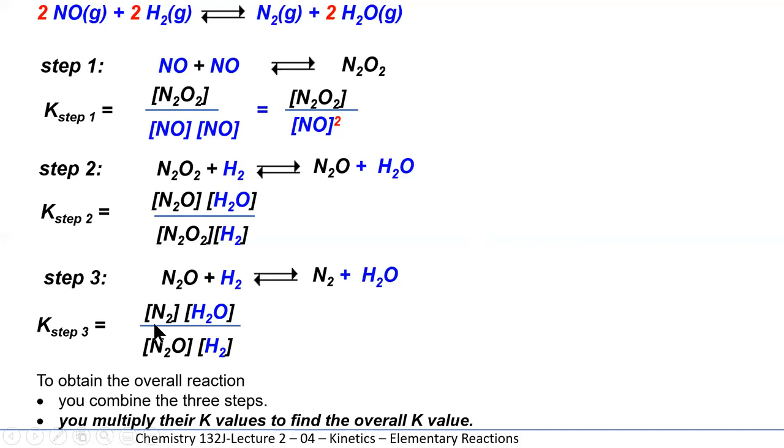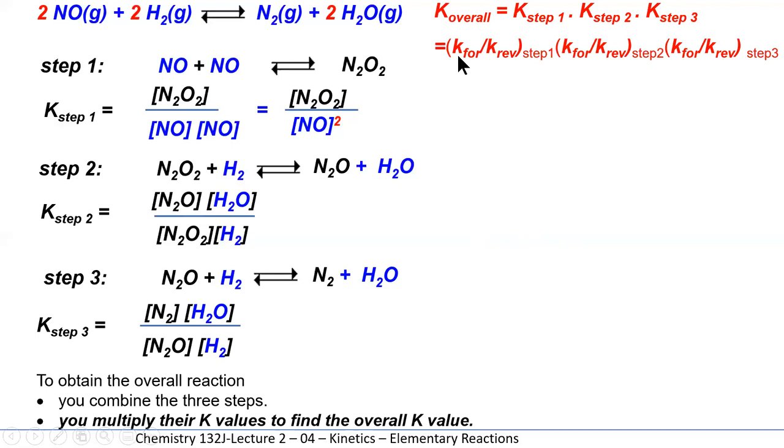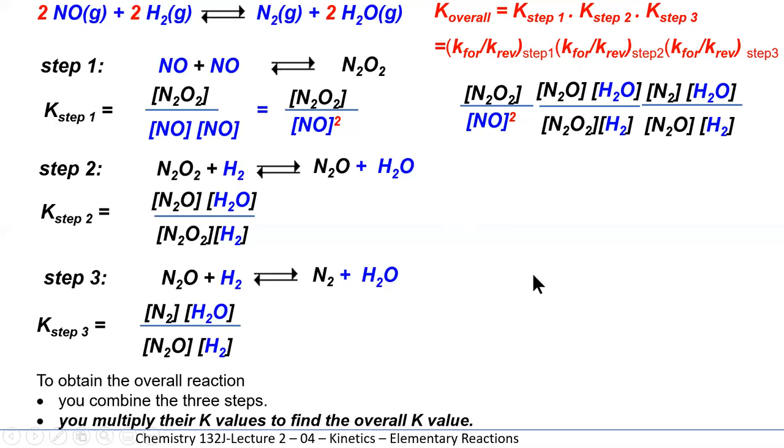So let's do that. So the K, remember, for the first step was the forward reaction over the reverse reaction, and similarly for step two and step three. So we look at these expressions. There is the K value for step one times the K value for step two times the K value for step three. Now, can we simplify this expression in any way? Well, I think we can. We can simply see that the intermediate N2O2 is present in both numerator and denominator. We can also see the intermediate N2O, the nitrous oxide, is present in numerator and denominator.